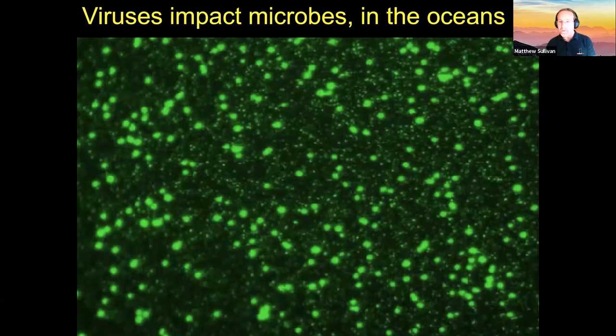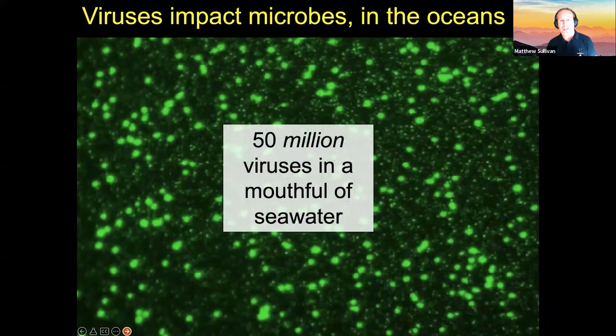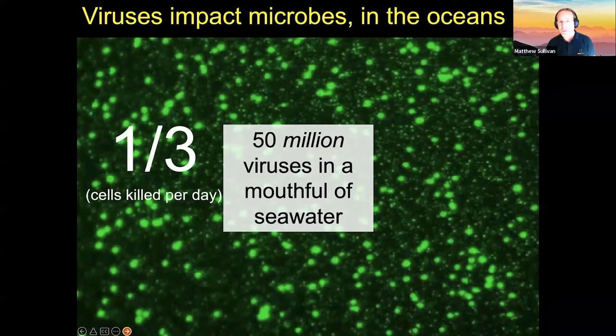So we thought there were very few viruses in the oceans. And then several groups started to concentrate seawater and look at it under an electron microscope and eventually epifluorescence microscopy. This is a DNA-stained seawater sample under epifluorescence microscopy. The small dots are viral particles and the bigger dots are cells. What we learned is there's a lot of viruses in seawater, 50 million viruses in a mouthful of seawater. If we do tracer experiments and bottle incubations, about a third of cells are lysed per day by viruses.